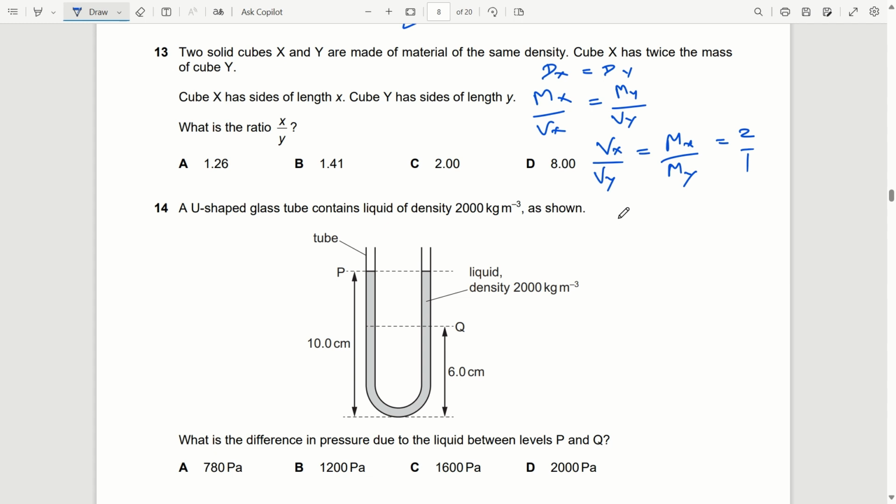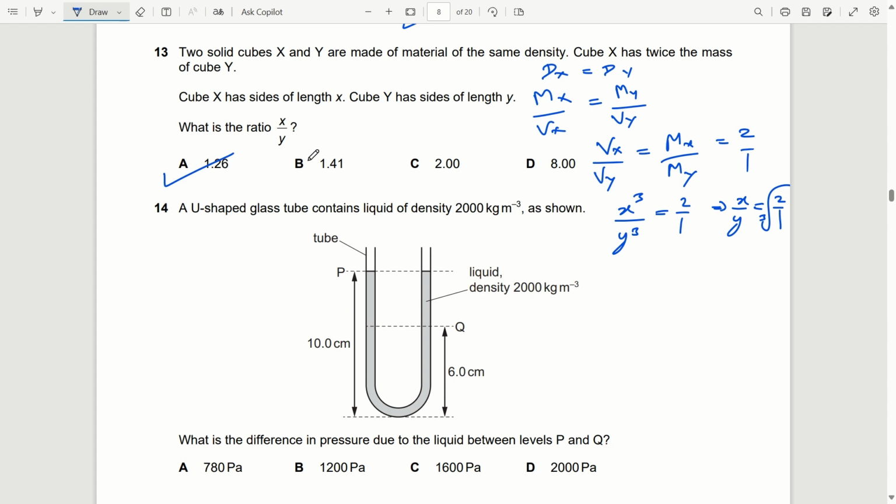And since it is a cube, we know that volume of a cube is given by side cubed, so x cube divided by y cube is equal to 2 by 1, or the ratio of x by y is equal to the cube root of 2 by 1, that is cube root of 2, and this will be equal to 1.26. Option A is correct.